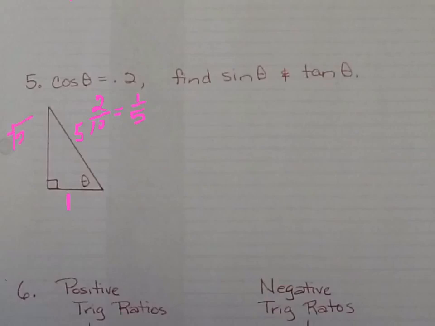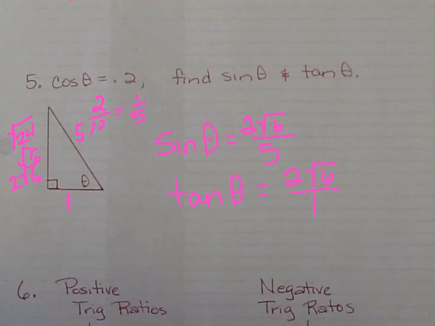And then you guys, you have to rationalize that. So that's 4 times 6. So that piece is 2 square root of 6. So now we're going to find sine. So sine theta is opposite over hypotenuse. So 2 square root of 6 over 5. So that's sine. And then tangent is opposite over adjacent. And opposite is 2 square root of 6, and adjacent is 1. So there's the other two.